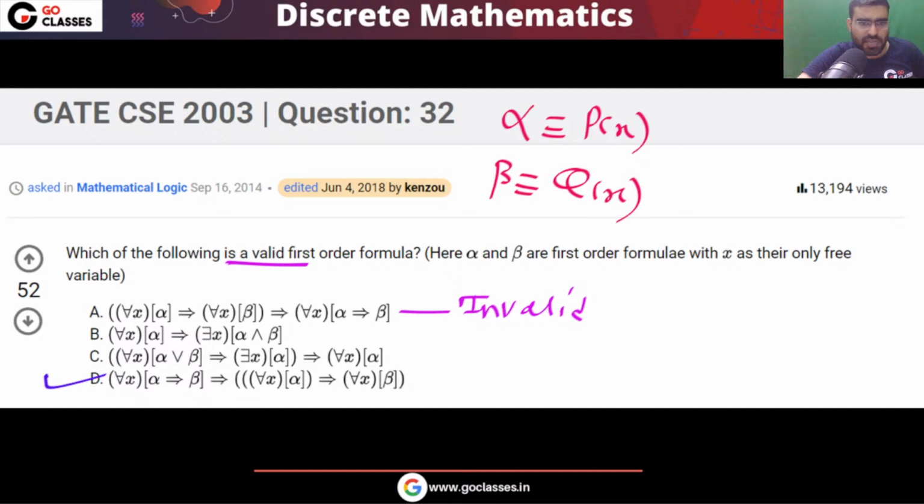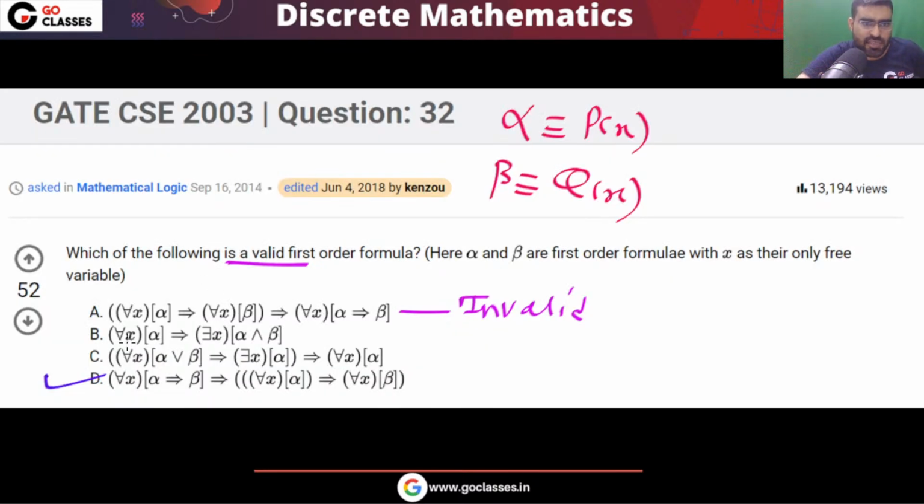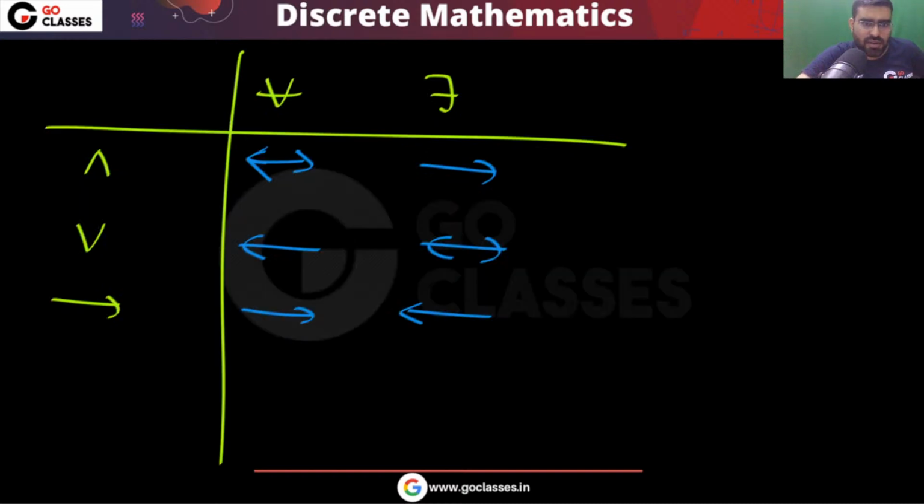Now let's check option B. Let's see the explanation of option B. What is option B saying? This is saying that for all x alpha implies there exists x alpha. So this is for all x px. You tell me, for all x px, can I say there exists x, px and qx?